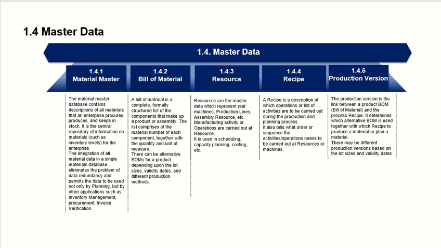Next, master data is the backbone for any company to run their business. First, material master, bill of materials, resource, recipe, production version. In upcoming slides, we will discuss in detail material master and other master data related to production planning. Again, I think my mistake, we have a repeated slide. So the master data is material master, BOM, routing.